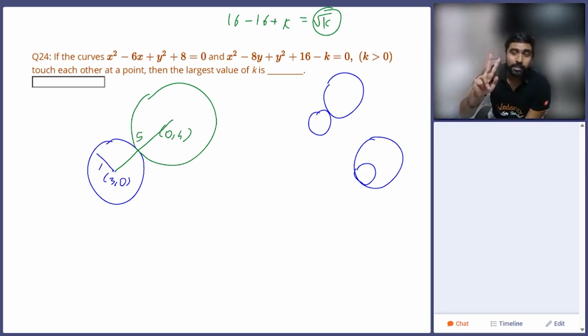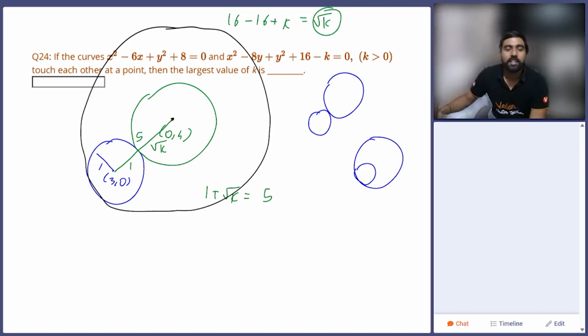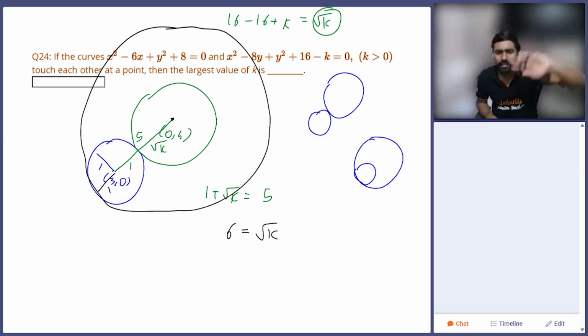So now there are two possible circles that I can draw. One circle wherein this circle's radius is root k. This is 1. 1 plus root k is equal to 5. This is one possibility. Another possibility is wherein I have the circle's center at 0, 4 itself, but it's a much bigger circle. Now here what is the relation? Here the relation comes out that this 6 is equal to root of k. 6 will be basically directly the radius of the circle, either 5 minus 1 or 5 plus 1.